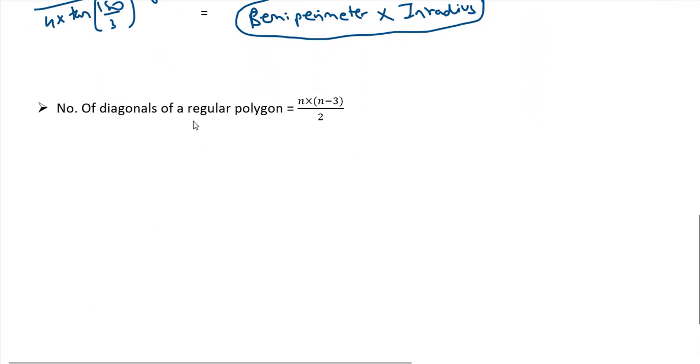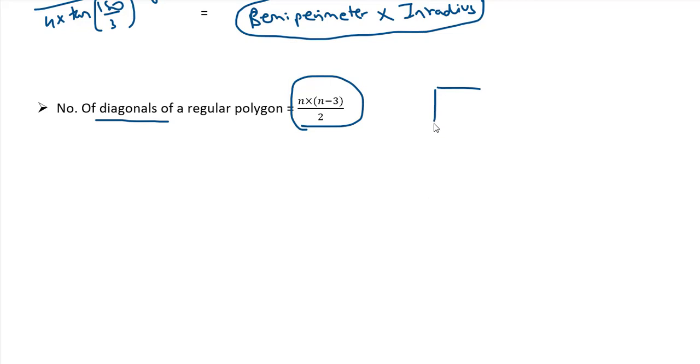The formula for the number of diagonals of a regular polygon is given by this: n into n minus 3 by 2. I have explained this concept in detail in a video on permutation and combination. You can watch that out. So in case of a square, the number of diagonals, as we know, is 2. The number of sides is 4. If we substitute n equal to 4, we will get 4 into 4 minus 3, that will be 1, upon 2. So we will get 2.